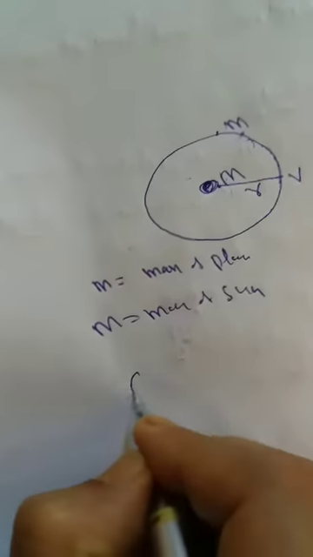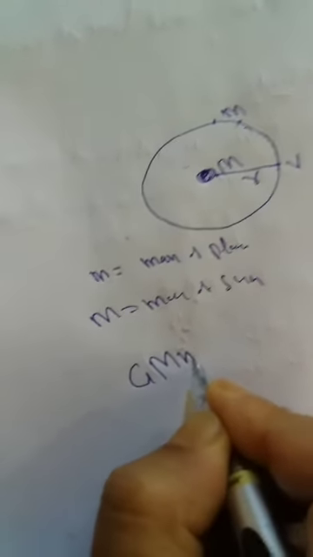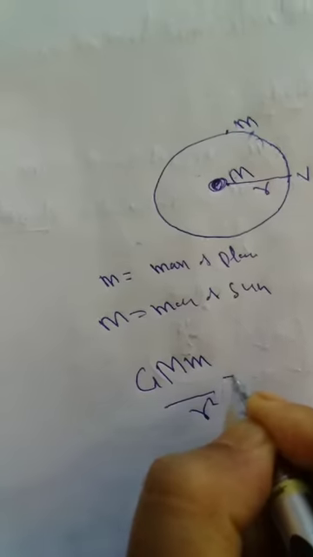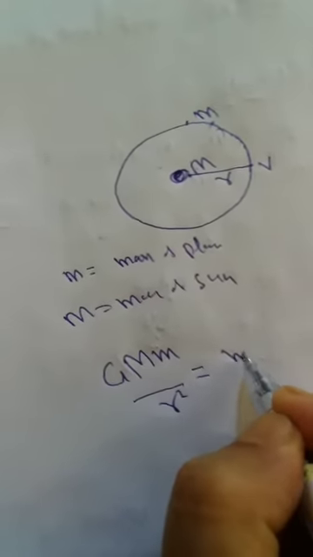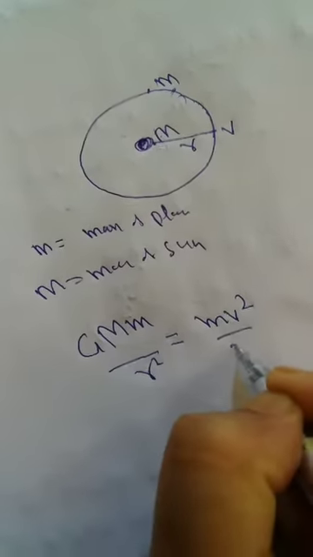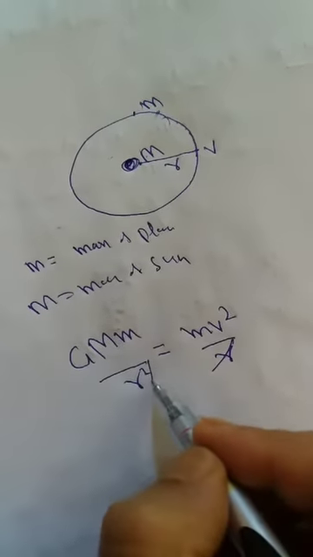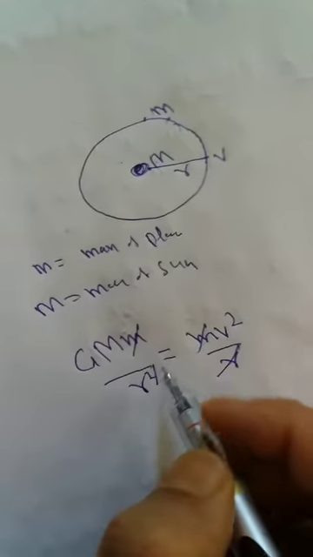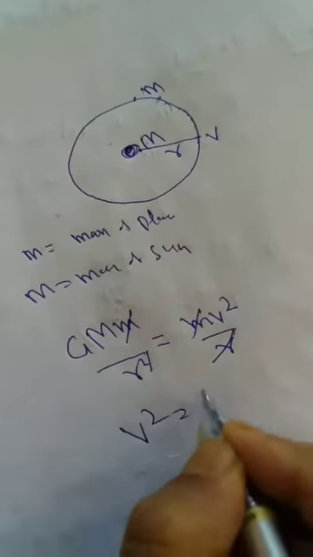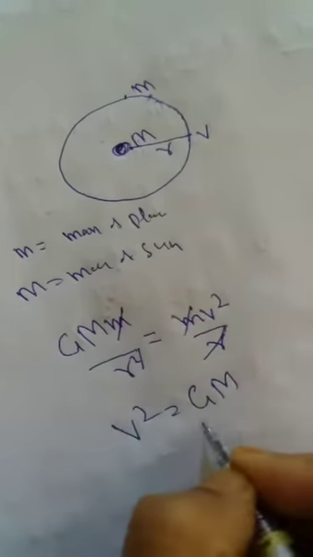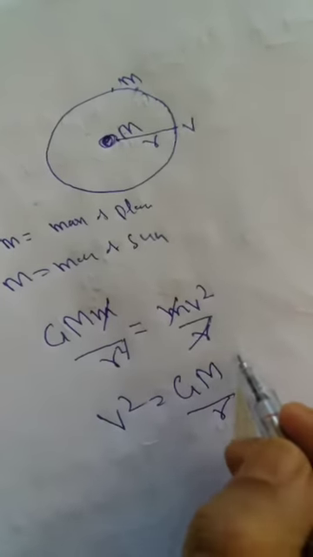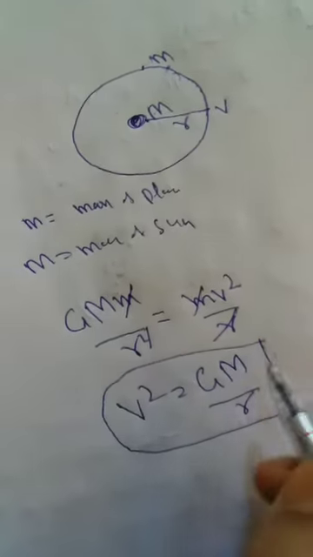From Newton, that is GMm divided by r square. It is provided as the centripetal force. You know that centripetal force is equal to mv square divided by r. r and r cancel, m and m cancel. Ultimately, we get v square is equal to GM divided by r.